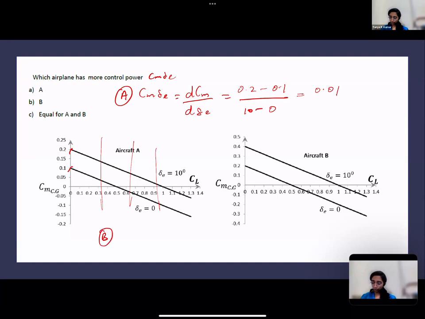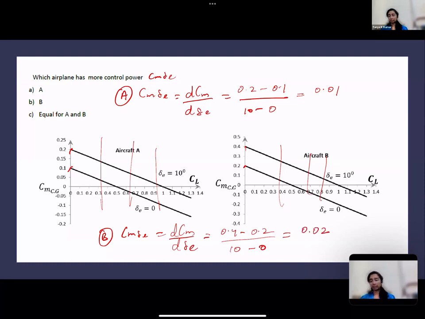Now let's do it for the B aircraft. Again, you can take it at any point. I will be taking it at the first. So CM delta E is dCM by d delta E, which is 0.4 minus 0.2 by 10 minus 0. How much will this come to? 0.02. So which aircraft has more control power? B, exactly. Okay, so this is how you answer such graph questions. Try to find out the term that is given to you exactly. It's more often than not the slope.